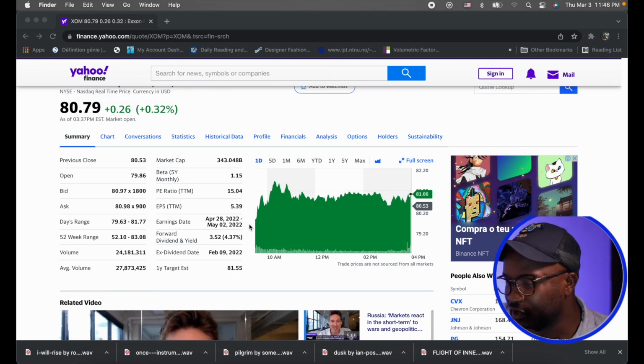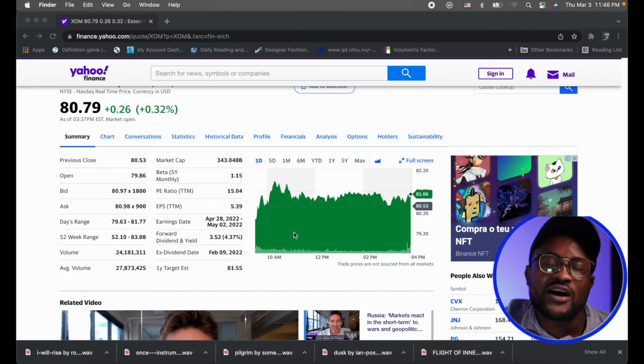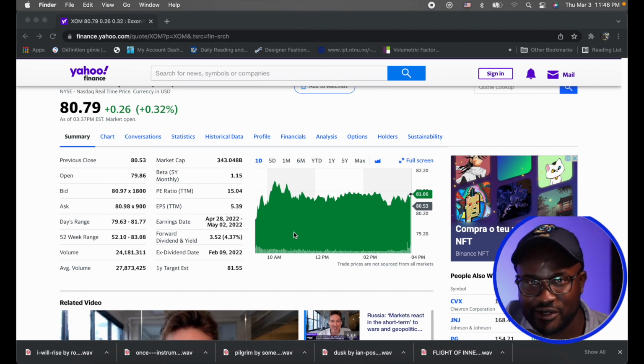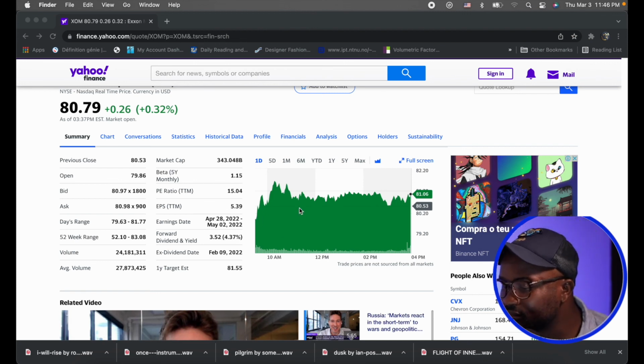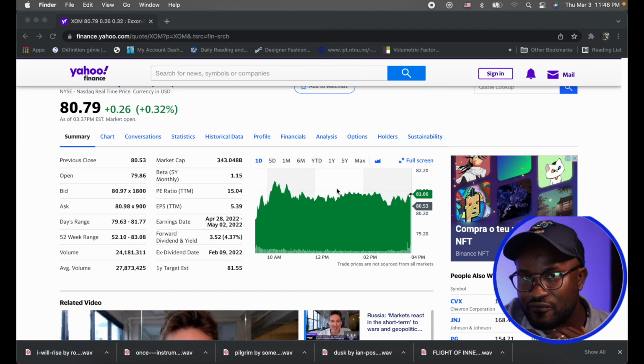On the right, you have a chart. If you want a better illustration of the price variation over time, you can open the chart, go to full screen and see how the company has been behaving within the selected time frame.